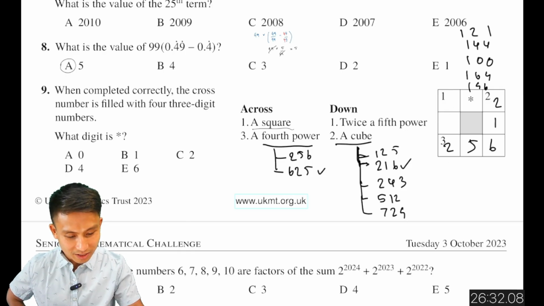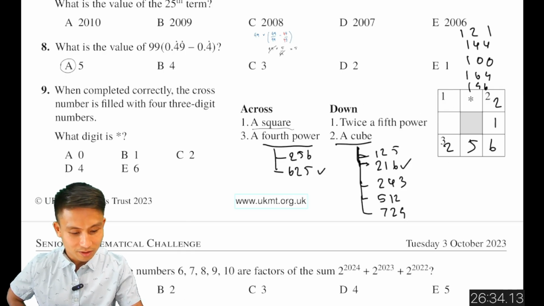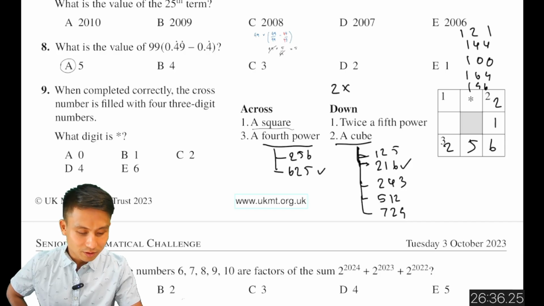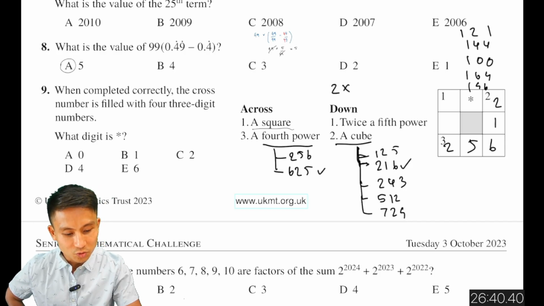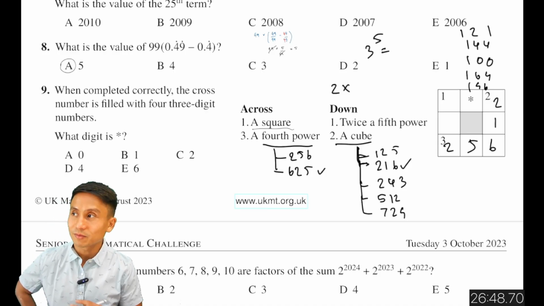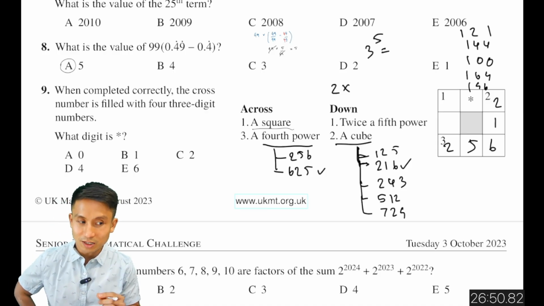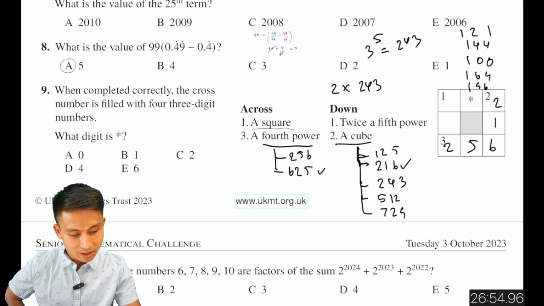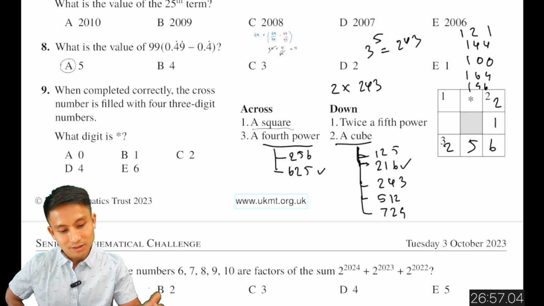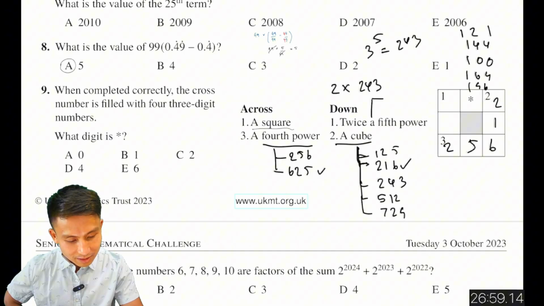A down one here. Twice a fifth power to get 3 digits. So a fifth power, like 2 to the 5 is 32. That's not going to be 3 digits. 4 to the 5, no, 3 to the 5 first. 3 to the 5 is 81 times 3. So that's 243. So 243 multiply here. That would be, no, that's not going to work. So let's list the choice here.